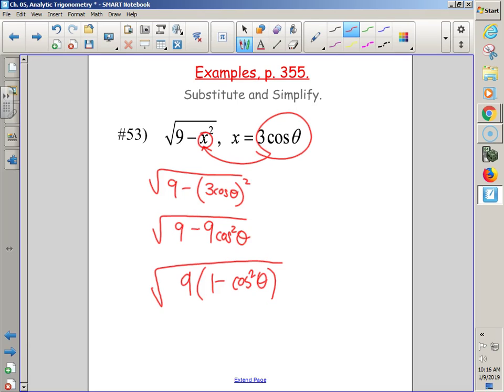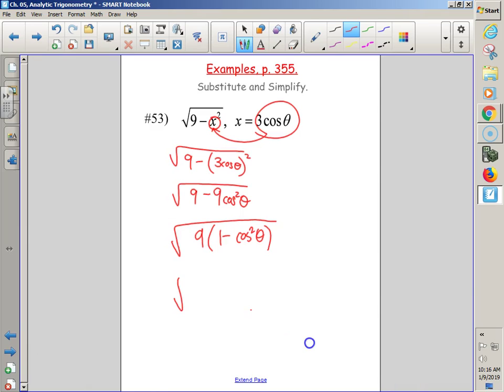Way too many people either forget to square the 3, totally don't realize they should factor, or totally start killing by rooting across addition fractions. When there's a very, very legal way of saying, oh, 1 minus cosine squared is sine squared. Good.